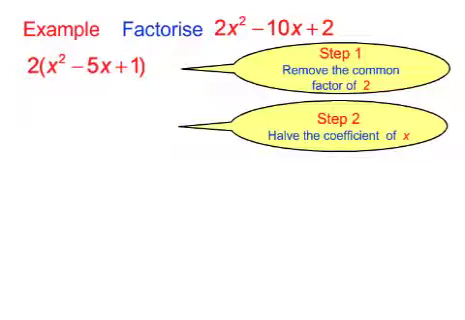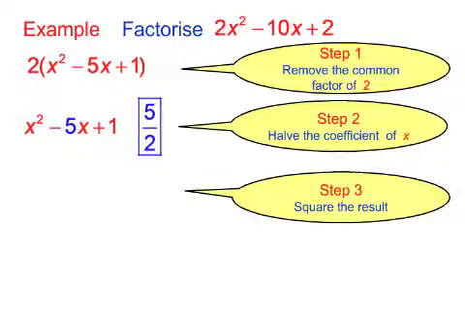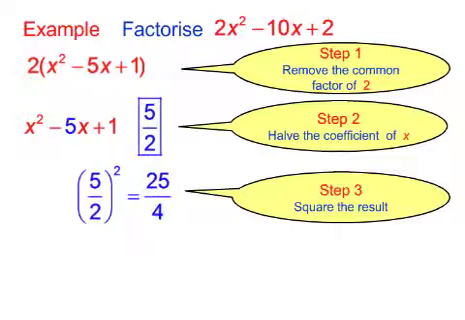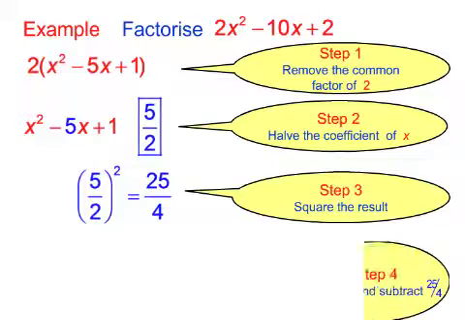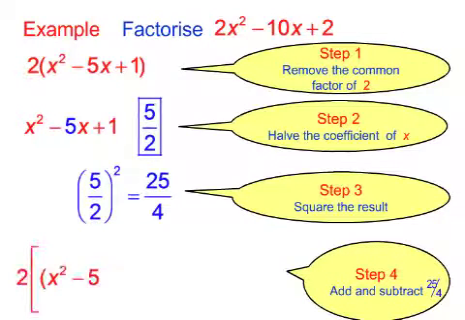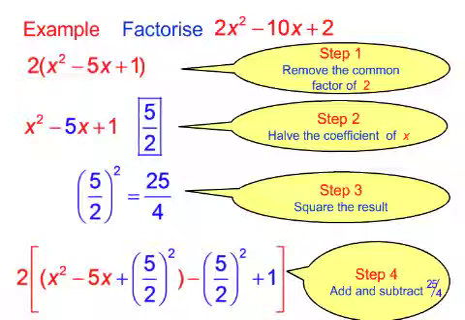Now we go through the same process as before. Half the coefficient of x, but here the coefficient of x is now 5, so half of that is 5 over 2. Square the result. 5 over 2 squared is 25 over 4. Then we add and subtract 25 over 4, which gives us that expression.